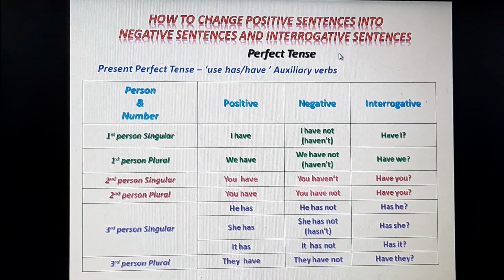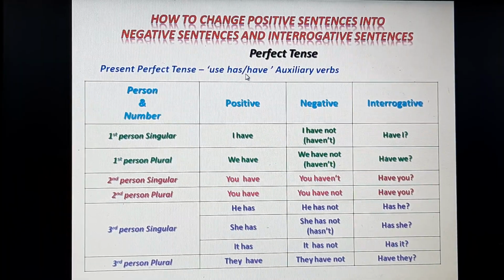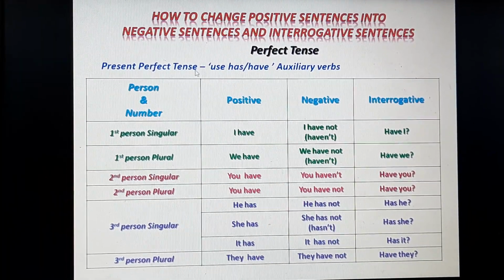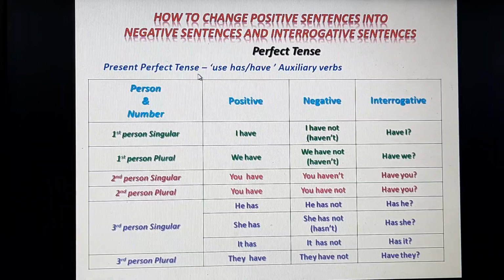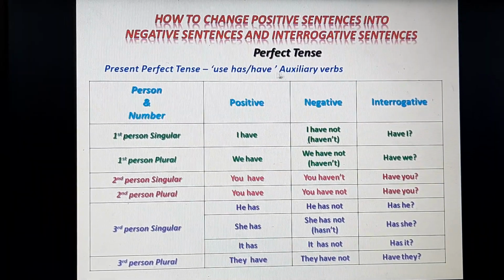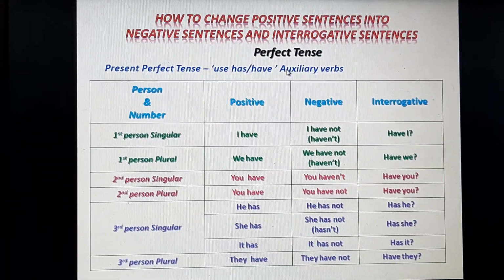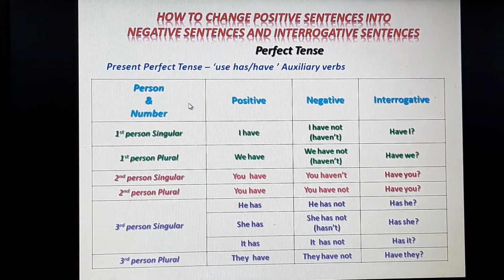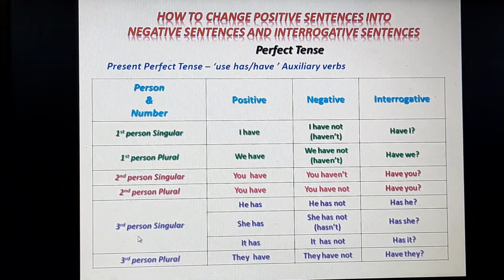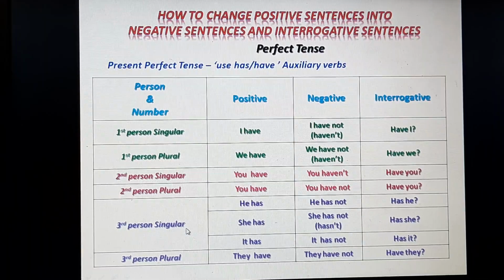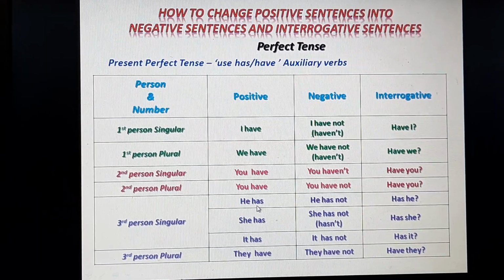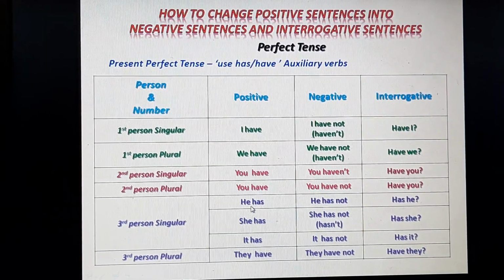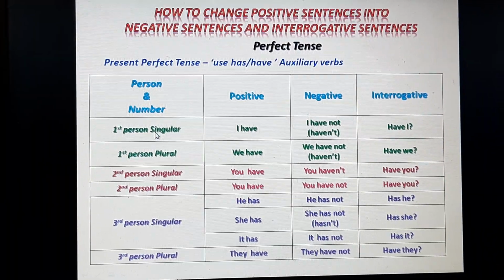So the perfect tense always takes the auxiliary verb to have. Now in the present perfect tense, the auxiliary that you have to use is either has or have. We use have for all the persons and numbers except the third person singular. For the third person singular, you'll be using the auxiliary has. Now let's see how to use it.